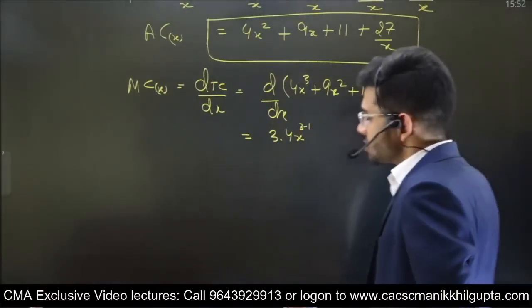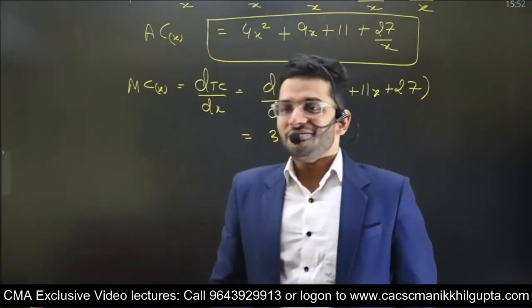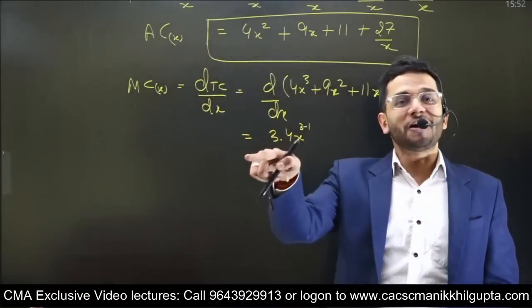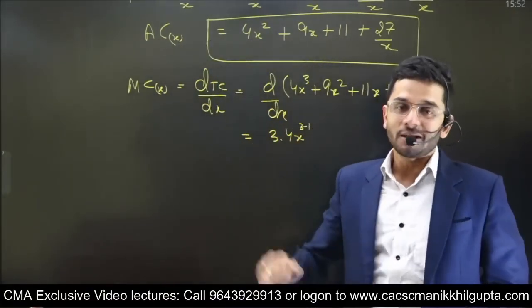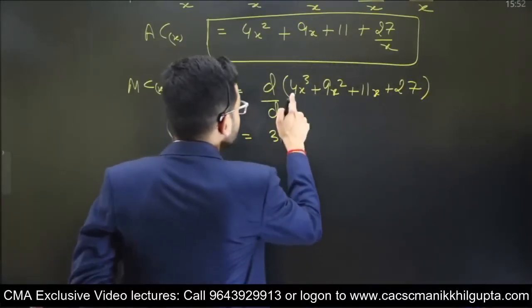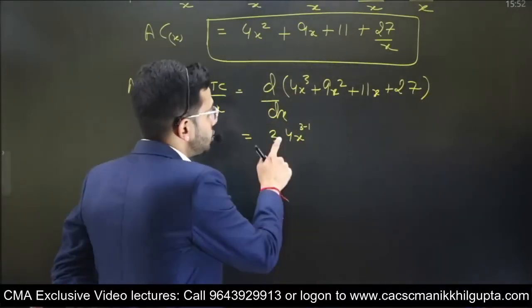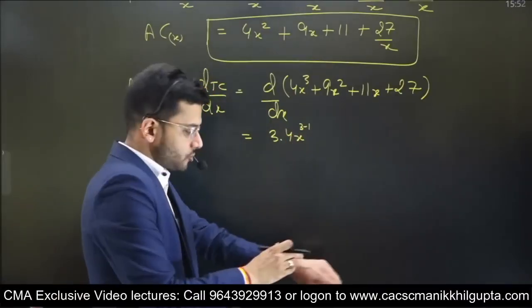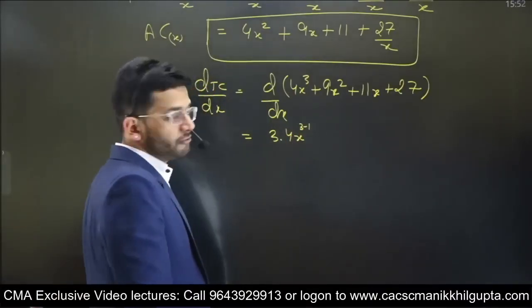Now please don't ask me the logics behind this derivation, sir. Why is the derivation done and why only minus 1 is required? Please don't ask me such questions. These are mathematical derivations which have been done. So the differentiation of 4x cube is 12x square.